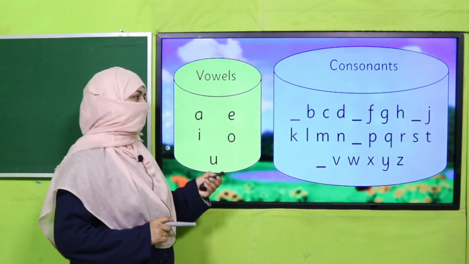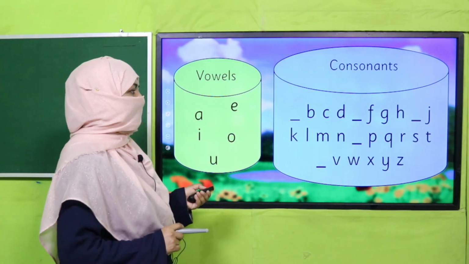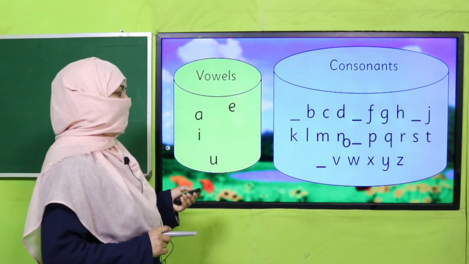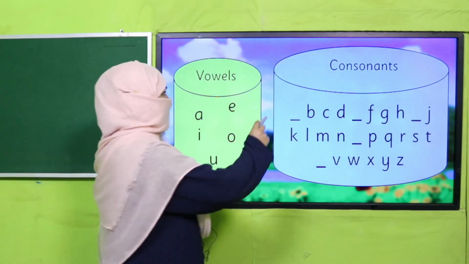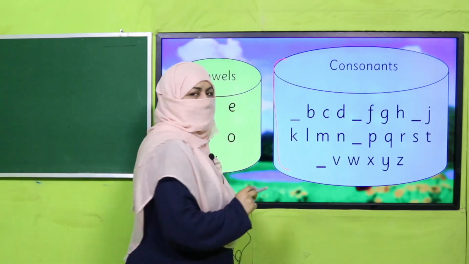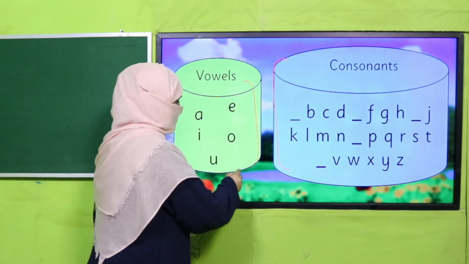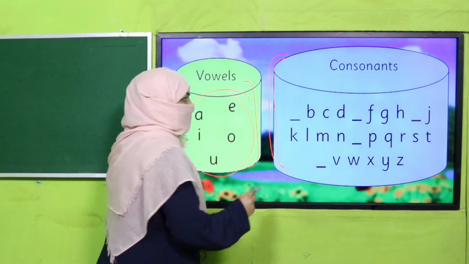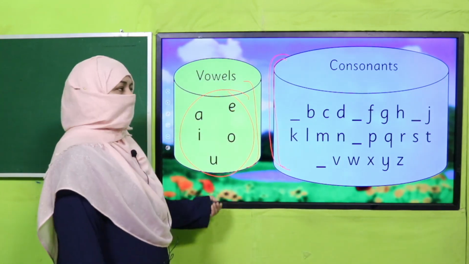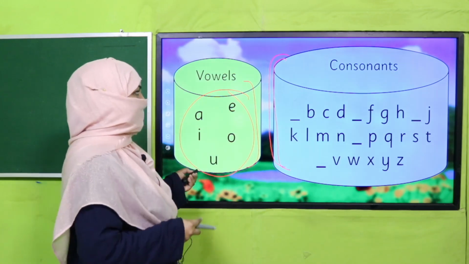So first recall, when we take A, E, I, O, U out of the English alphabets, the rest are consonants and these are vowels. Remember, these 5 letters are vowels and these 21 letters are consonants. Now you have to keep it in your mind because the next practice is based on this.